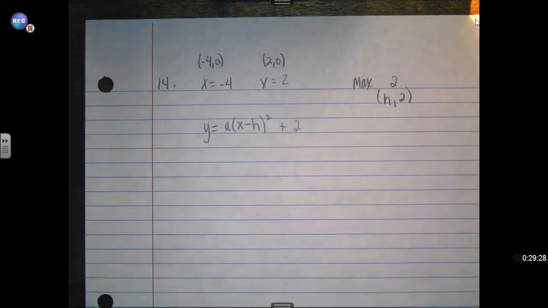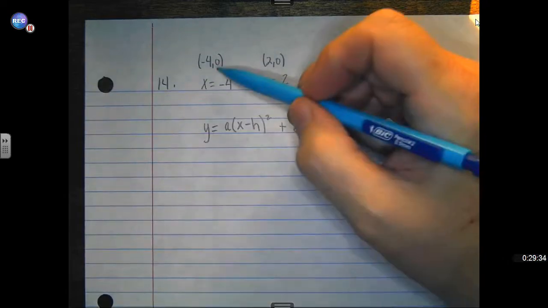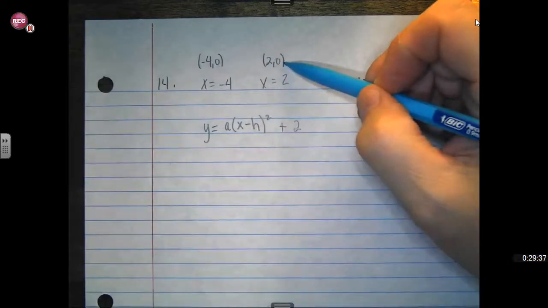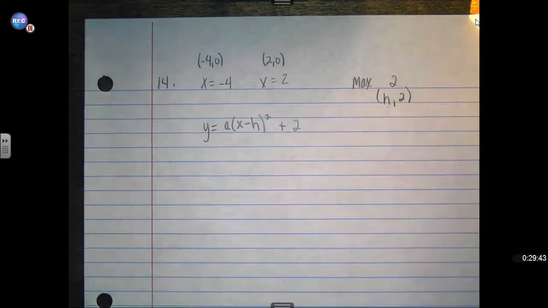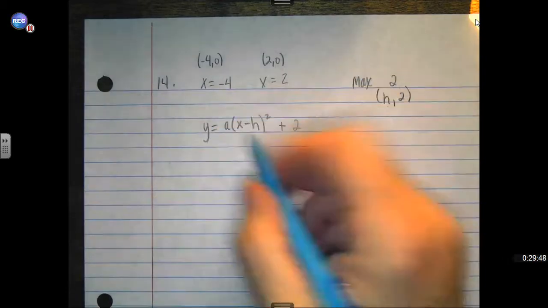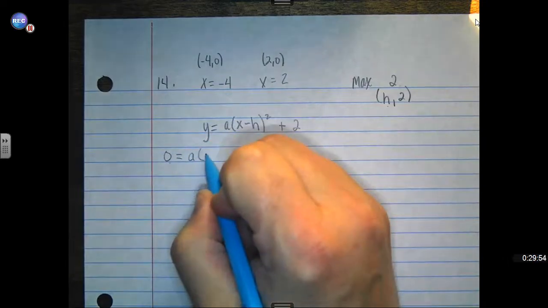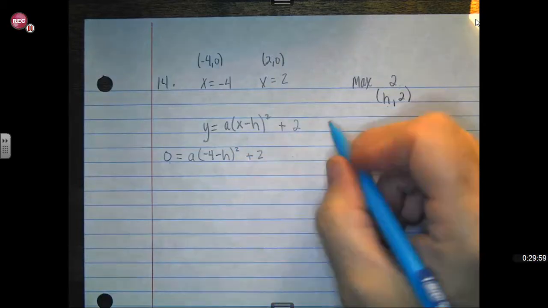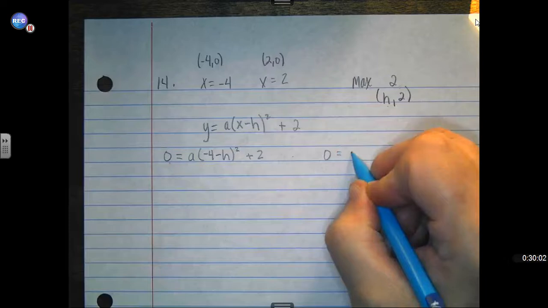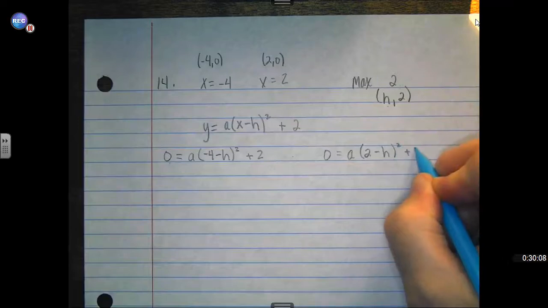So what I have to do, because they did not give me the full vertex, is use this to write one equation, use this to write another equation, and then solve those equations simultaneously so that I can figure out what A and H are. Okay? I'm going to take this and plug in the point (-4, 0). So y is 0, A times (-4 minus h) quantity squared, plus 2. And 0 equals A times (2 minus H) quantity squared plus 2.